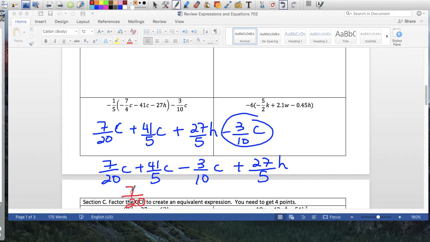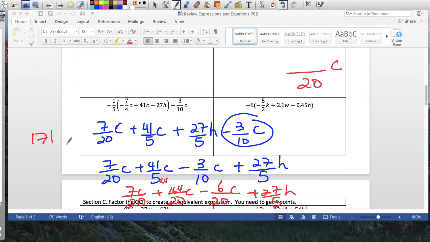So it's going to be 20. 7c, and this is going to be a 20, so times 4, and it's going to be times 4 on top, which is 164c. And then 10 becomes 20, it's times 2, so on top is times 2, and that's 6c, plus 27 over 5h. So now, if we add the three, we're going to get something over 20c, right? So 7 plus 164 is 171, minus 6. We go back down to 165. So it's 165 over 20c plus 27 over 5h.